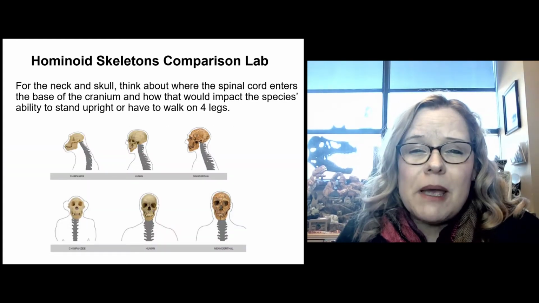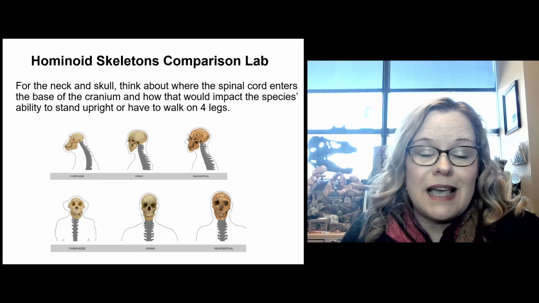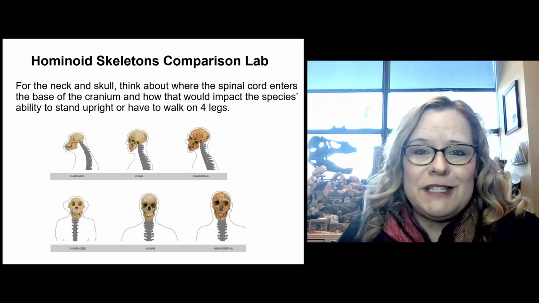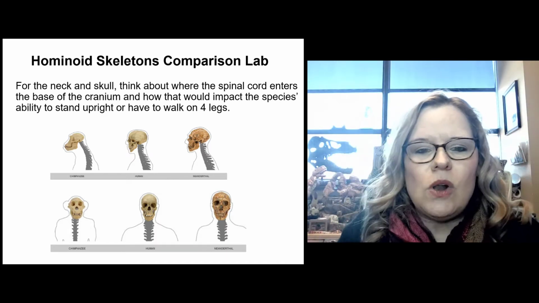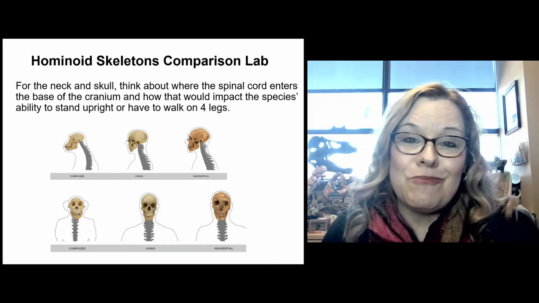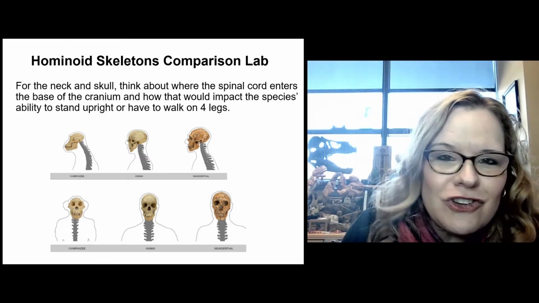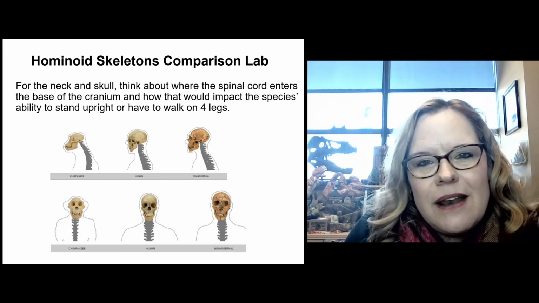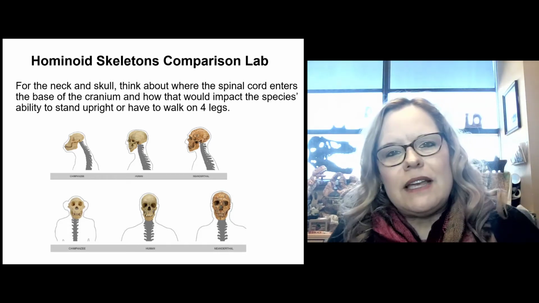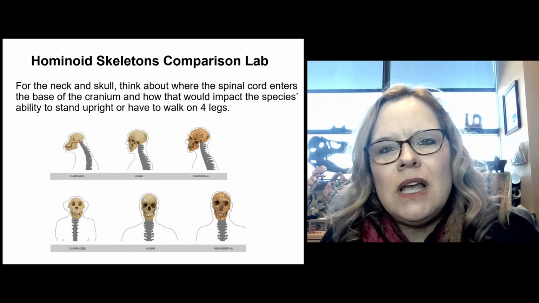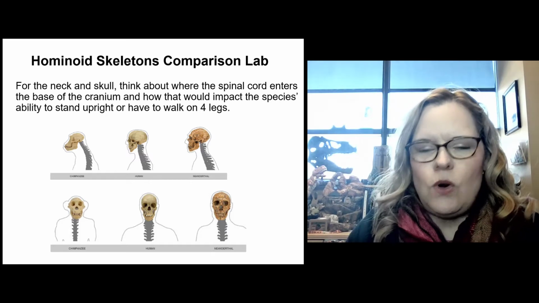This is a really big part of that when we're looking at hominoids, and that is how the skeleton, specifically the spinal column, comes into the base of the cranium, which is the skull. I might even encourage you to look at the morphology or shape of the skull and see how it differs between each species. What does that mean? How could that be an advantage, a disadvantage? How does that relate to potential brain size, also problem solving, and so forth?